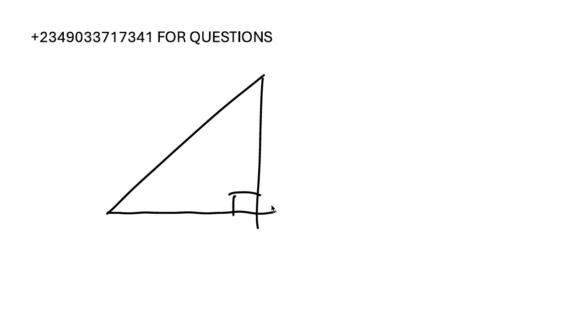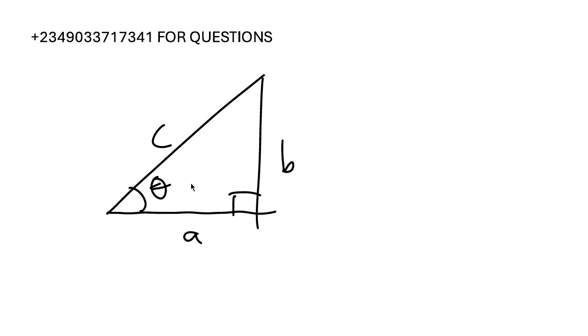Considering a right angle triangle, here is 90 degrees. Let's call this side A, this side B, and this side C, and let's call this angle theta.